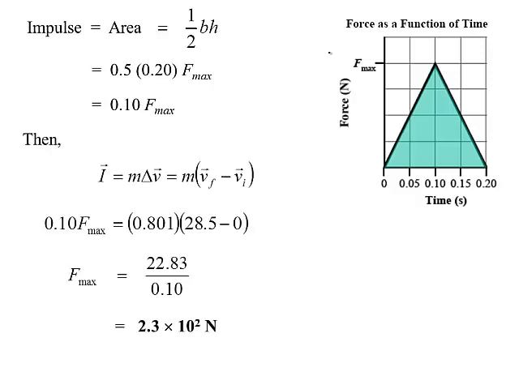Well, the impulse we can calculate because we were given the mass and the change in velocity. Mass 0.801 kilograms, change in velocity final minus initial is 28.5 meters per second minus 0 meters per second. We set that equal to the expression that we had when we set the impulse equal to the area. And we can then calculate the unknown, the maximum force, being 2.3 times 10 to the 2 newtons. And that's the magnitude. Notice the question asks us for the magnitude, so we do not express the direction. Because if we've just asked for the magnitude, they're asking you to ignore the direction.